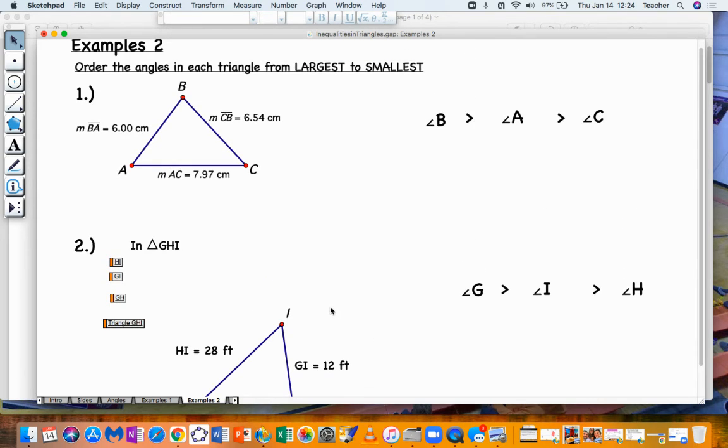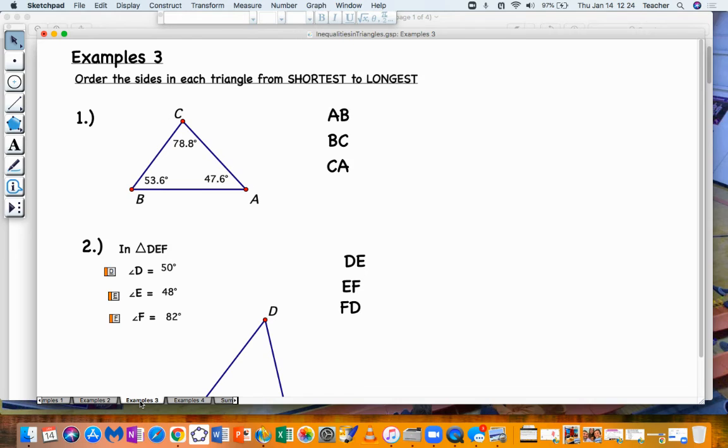Okay, so there's how sides and angles are related in that way. All right, example 3. Now it's giving you angles, and you have to go in reverse and talk about sides. So, angles. This says shortest to longest.